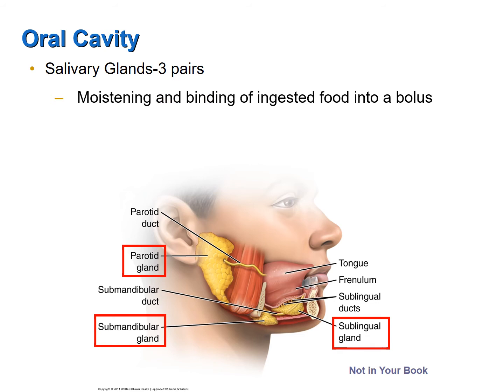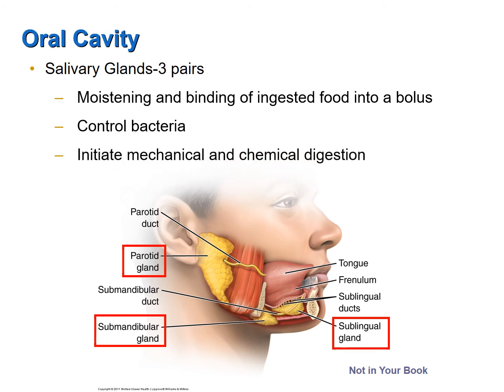The saliva plays several roles. One, it helps moisten the food and helps the binding of the ingested food into a bolus for ease of swallowing. The saliva also plays a very crucial role in the control of bacteria. This is helpful in preventing dental caries as well as preventing bad breath. And the saliva also plays a role in initiating both mechanical and chemical digestion.